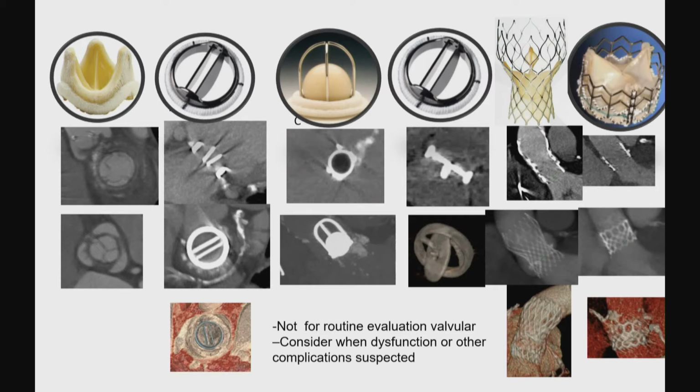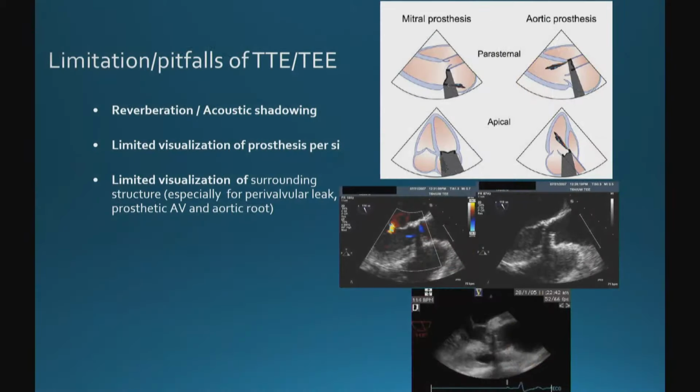Most important thing to remember is CT is not for routine evaluation. And you should consider using CT when valvular dysfunction or other complications are suspected. The reason we use CT, because Dr. Zoghbi mentioned already, there's some limitation with transthoracic and TEE, specifically related to acoustic shadowing and limited visualization of surrounding structure.